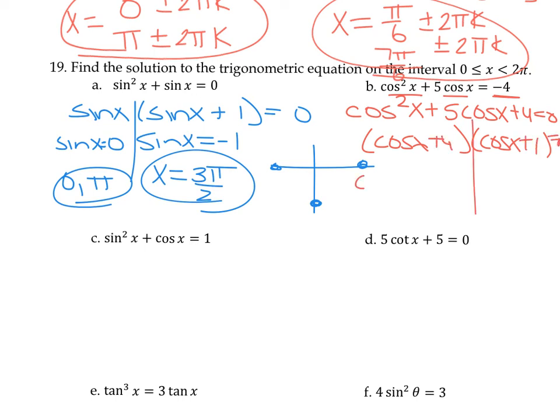Split up your factors. So cosine x equals -4, which is not on my unit circle, so that's not a solution. And then here, cosine x equals -1. So when it's cosine -1, that's right there, which is at pi.